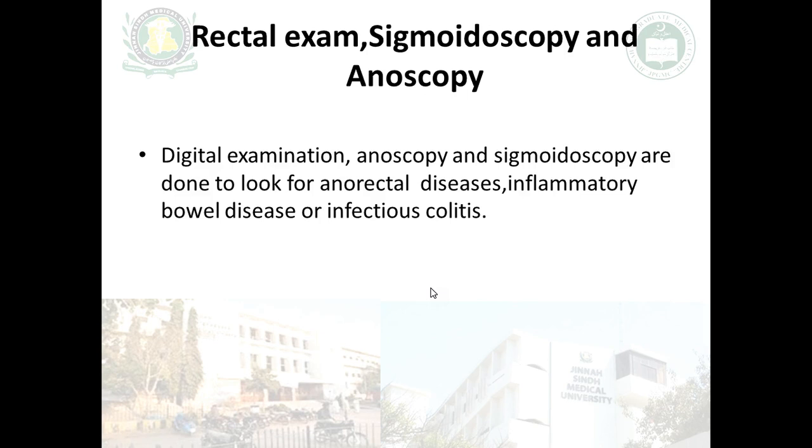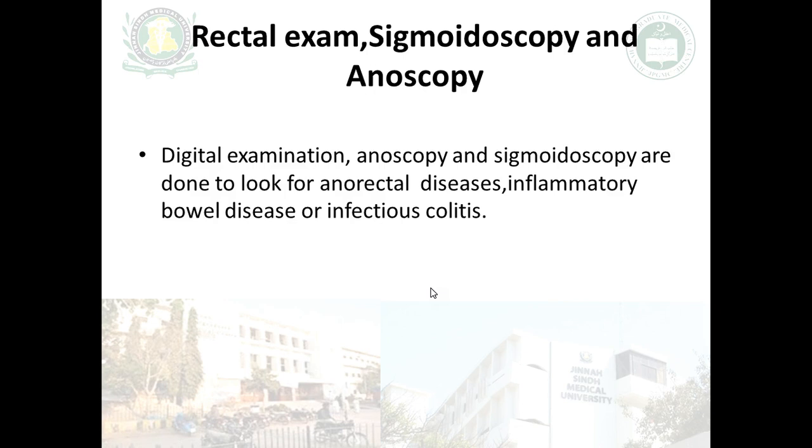So when we do the procedures or the specific diagnostic tests, digital examination is very important. It will help you tell if hemorrhoids are there or not, or any anal fissure you can clearly find out. Endoscopy is basically, we say, proctoscopy and sigmoidoscopy. Sigmoidoscopy is done up to the extent of the sigmoidoscope, and most of the time it is done to look for anorectal disease up to the sigmoid region, inflammatory bowel disease or infectious colitis.